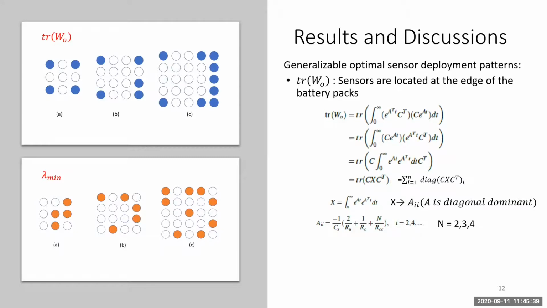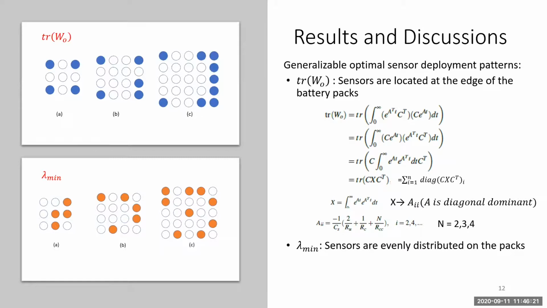Since A is a diagonally dominant matrix, based on the equation of X, X is largely determined by the diagonal elements of A, that is A_ii. Maximizing the trace metric under a certain C matrix is equivalent to picking the largest A_ii, and A_ii takes the form here. Therefore, when parameter n reaches its minimum, which is 2, meaning sensors are at the corner of the battery pack, A_ii will be the largest. This gives us the explanation why sensors are located at the corners or edges of the pack under the trace metric.